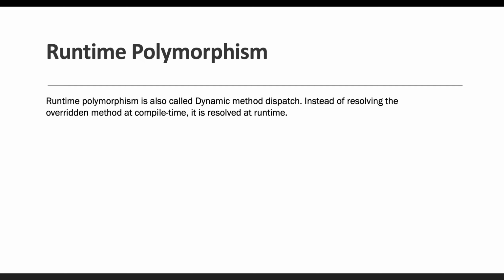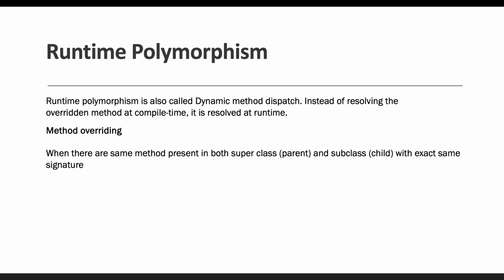And runtime polymorphism can be achieved by using method overriding, right? So what is method overriding? When the same method is present in both the superclass, that is nothing but the parent class, and the subclass, that is nothing but the child class, with exactly the same signature. In compile time we have seen the signature can be different in terms of the number of arguments, type of arguments, or order of arguments. But in case of method overriding, it is the same in both the parent class and the child class.